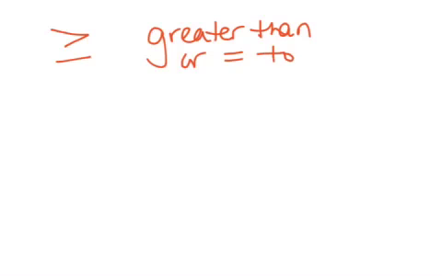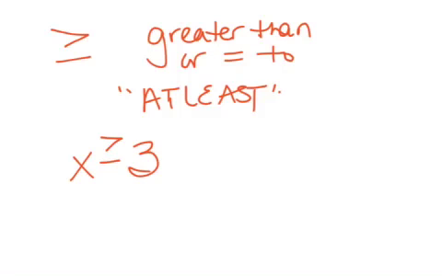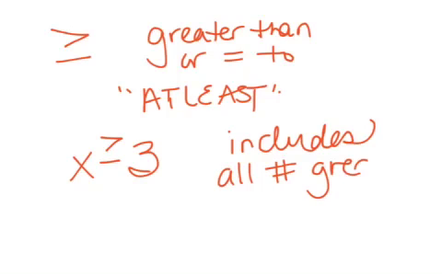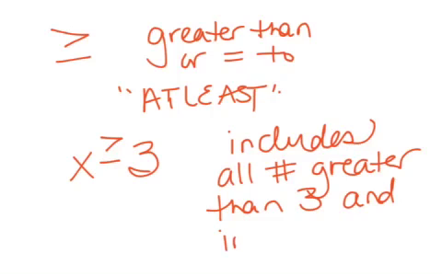The next symbol we have is greater than or equal to. And another key word is at least. So we'll say this is greater than or equal to. And another key word is if you see at least. We could do an example of x is greater than or equal to 3. And it includes all numbers greater than 3, and it includes 3. So 3 is part of the solution set there. All numbers greater than 3 and 3. 3 is part of the solution set.